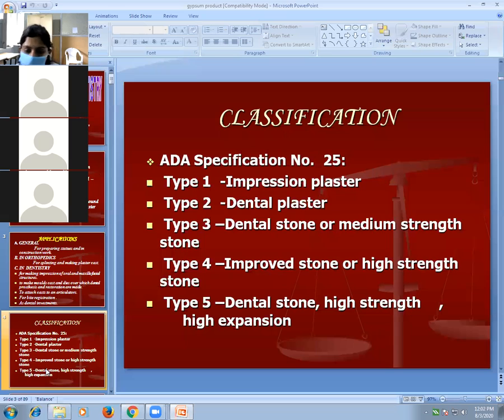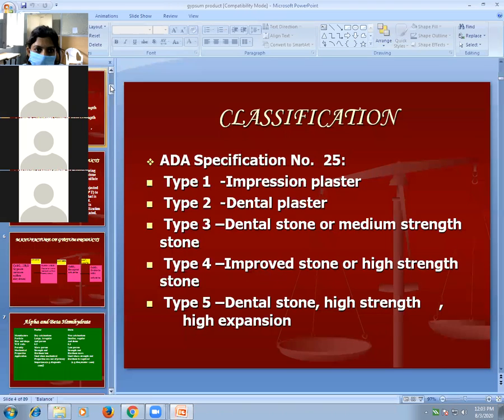Then classification. There are various types of classification for gypsum, but for you people, this classification is followed: ADA specification number 25. Type 1 is dental impression plaster. Type 2 is dental plaster. Type 3 is dental stone or medium strength stone. Type 4 is improved stone or high strength stone. And type 5 is a dental stone with high strength and expansion. So this classification is followed for you people.